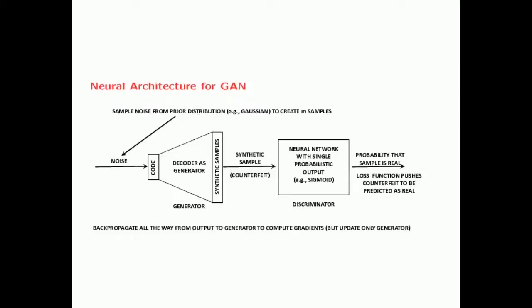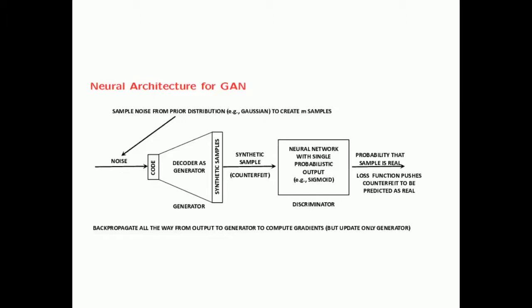So here I have shown the neural architecture for the GAN. This is in fact the neural architecture for training the generator. If you look at the first part of the architecture, you can see that it takes as input a noise sample. This is a sample noise from a prior distribution, which is typically Gaussian. For example, it could be a 100-dimensional standard Gaussian distribution to create M samples, and depending on the value of the Gaussian sample, the decoder is going to create synthetic samples. The synthetic sample is essentially a counterfeit which feeds into the discriminator.